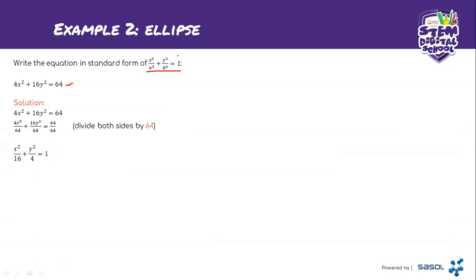Now you can see that it is in this standard form, right? But we want to see it in terms of a squared, b squared, not 16 and 4. Then now let us rewrite them. And of course, it's going to be 4 squared, 2 squared. You can now see the value of a is 4, the value of b is 2. So that's how you should write the equation of ellipse in the standard form. That is the only way you can do that. You just divide by this number here so that you can obtain 1.